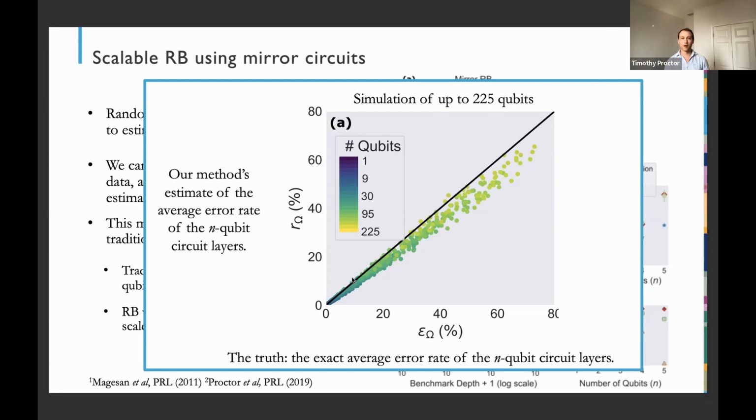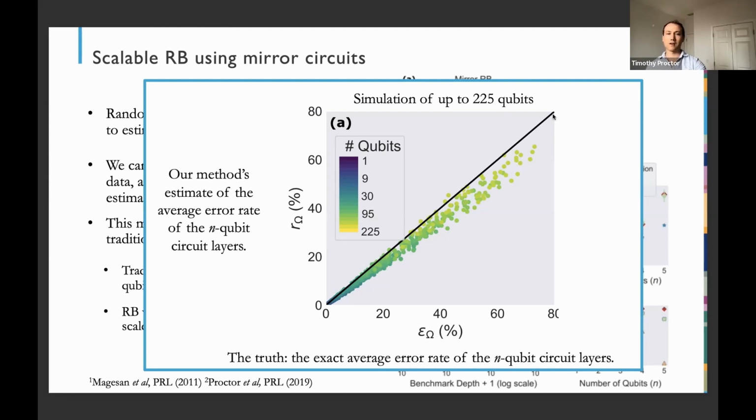So what I'm showing on the x-axis here is the truth. This is what we want to be estimating, the average error rate of n-qubit circuit layers. It's called epsilon omega here. And then on the y-axis, I'm showing the result you get out from our method. So R omega is the error rate you get out from running our technique. Each of these different points is a different instance of running our technique on a different set of random circuits in a different noise model. And we're doing simulations up to 225 qubits. What's being shown here is that we are, in most instances, getting a very good estimate of the true average error rate of our gates.